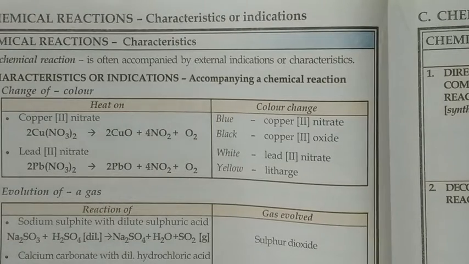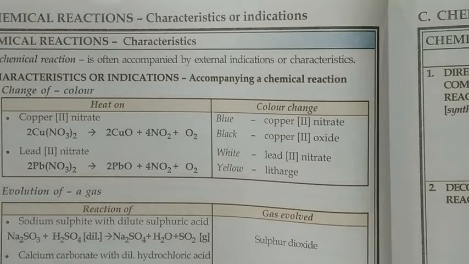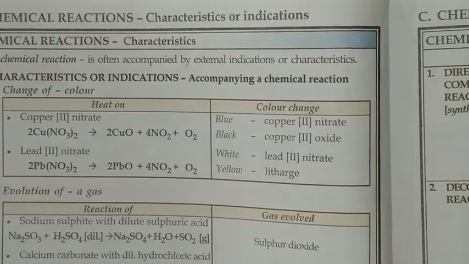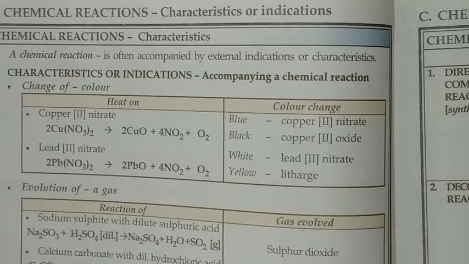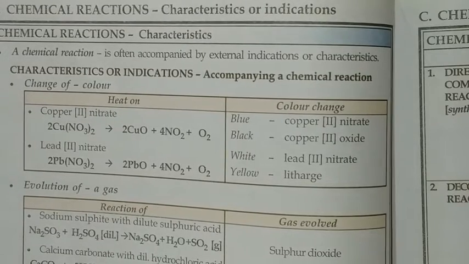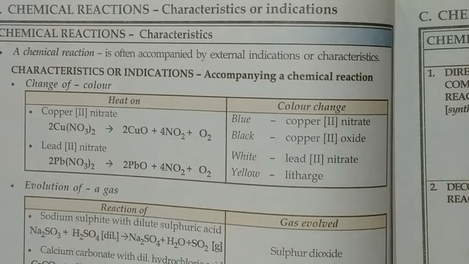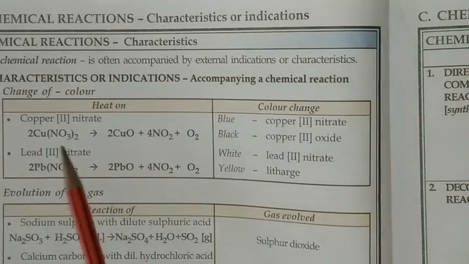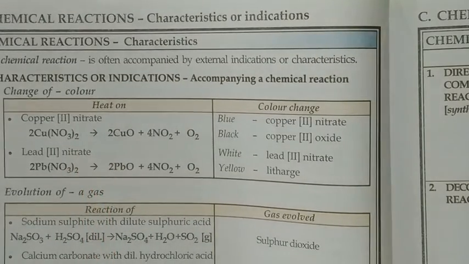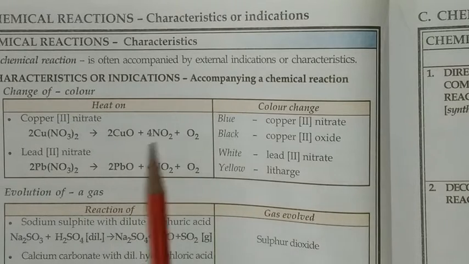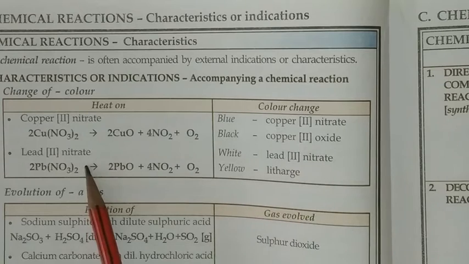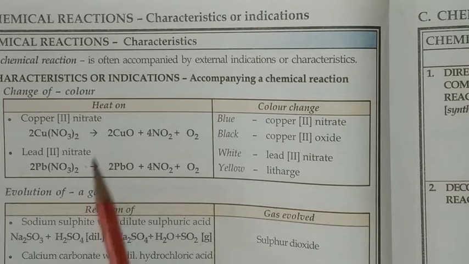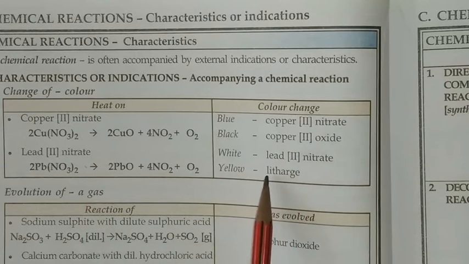Chemical change is an internal change which changes the composition of the substance, but it also exhibits some external indications by which we can recognize the chemical reactions. The indications which accompany a chemical reaction are change of color. When copper nitrate is heated, its blue color changes to black. When lead nitrate is heated, its white color changes to yellow color.